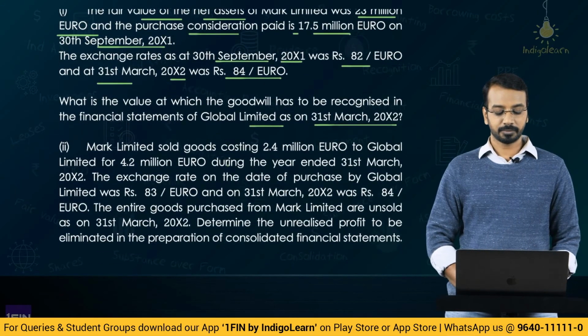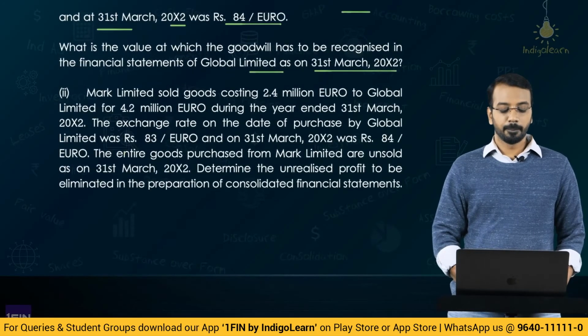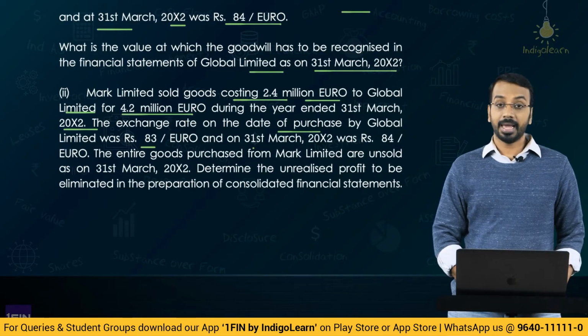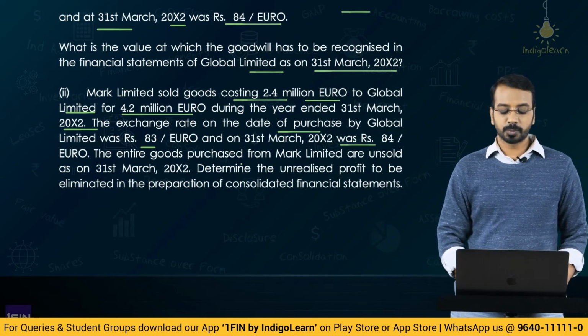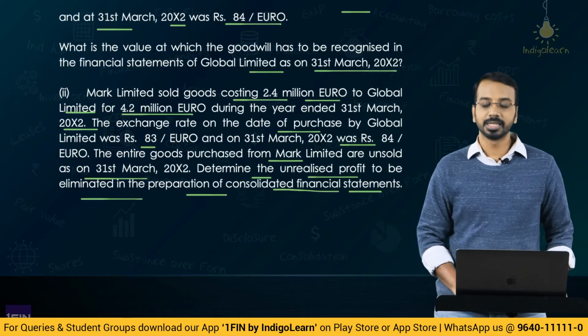Now, let us look at the second part. Mark Limited. Who is Mark Limited? Subsidiary. Mark Limited sold goods costing 2.4 million euro to Global Limited for 4.2 million euro during the year ended 31st March of year 2. The exchange rate on the date of purchase by Global Limited was 83 per euro and on 31st of March was 84 per euro, same as above. The entire goods purchased from Mark Limited are unsold as on 31st of March. Determine the unrealized profit to be eliminated in the preparation of consolidated financial statements.